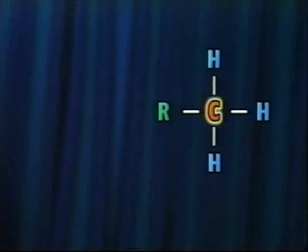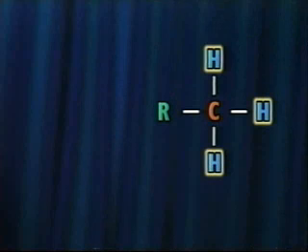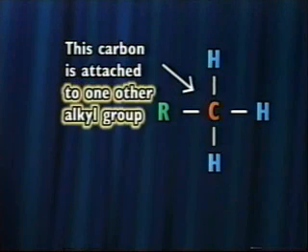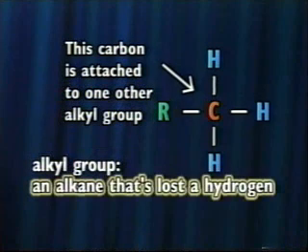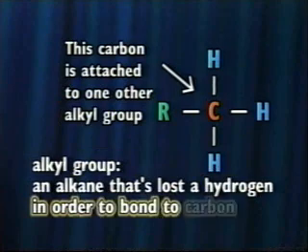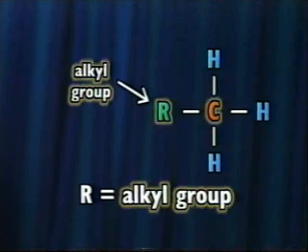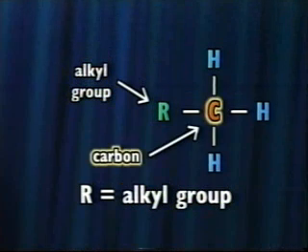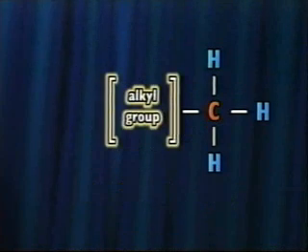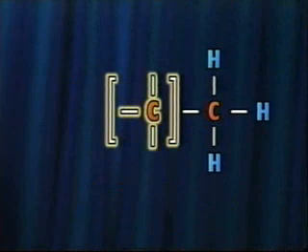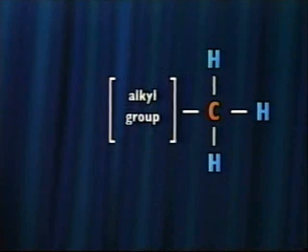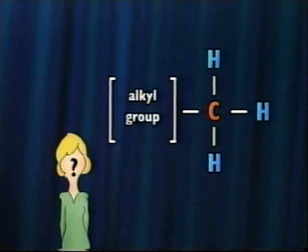Do you see this carbon here with one R and 3 H's attached to it? Well, what that's telling us is this carbon is attached to one other alkyl group. Remember, an alkyl group is just an alkane that's lost a hydrogen in order to bond to this carbon. R is a shorthand for an alkyl group, just like the atomic symbol C is shorthand for carbon. So the R just tells us that there's an alkyl group there, and that tells us that there's a carbon there. That alkyl group could be methyl or ethyl or propyl or any other alkyl group. We don't know, and we don't care.